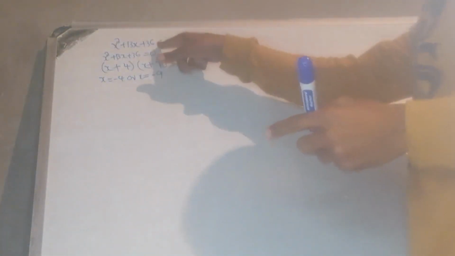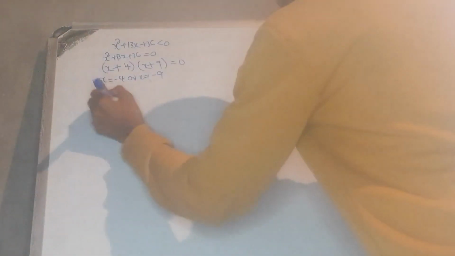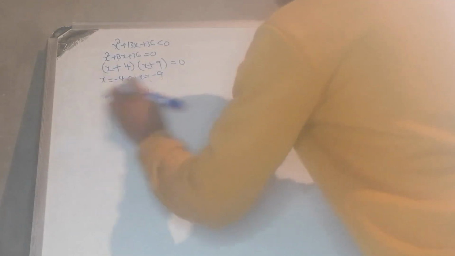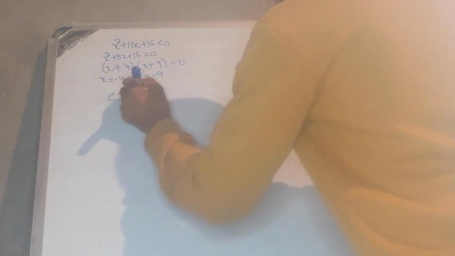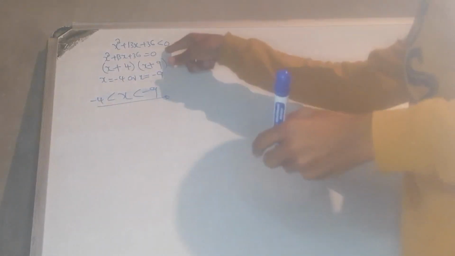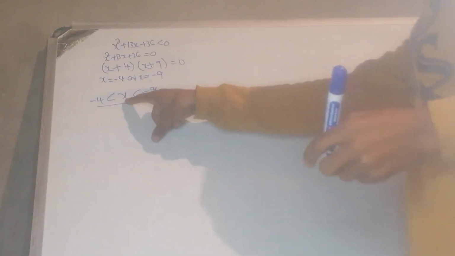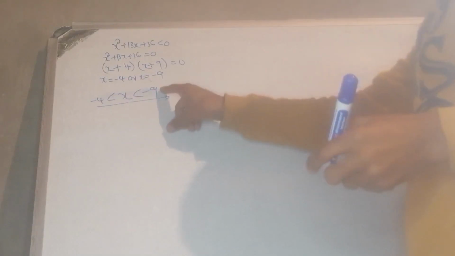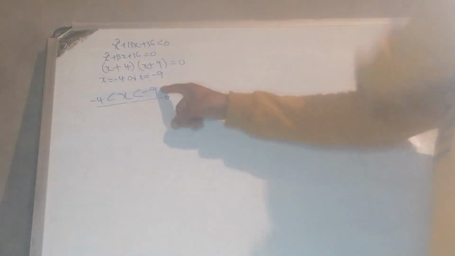Because it says less, you just do this. Minus 4 and minus 9. If it is less, you place your x in between. You write the bigger number and the smaller number, because negative 4 is bigger than negative 9.